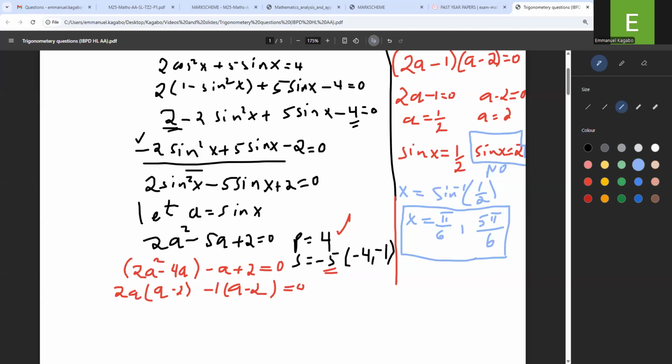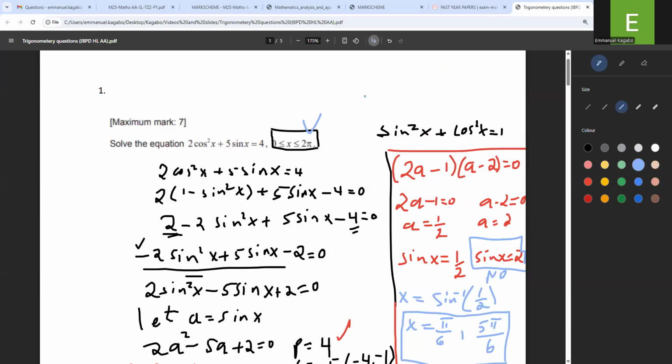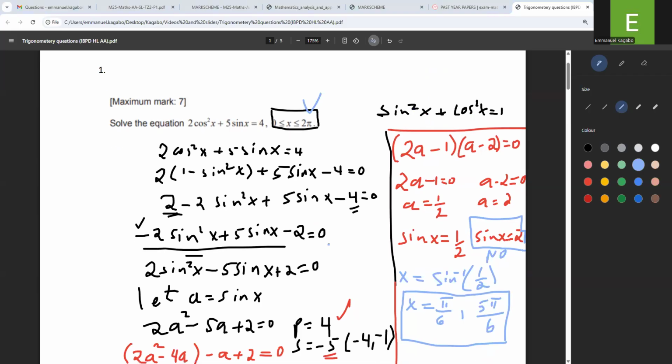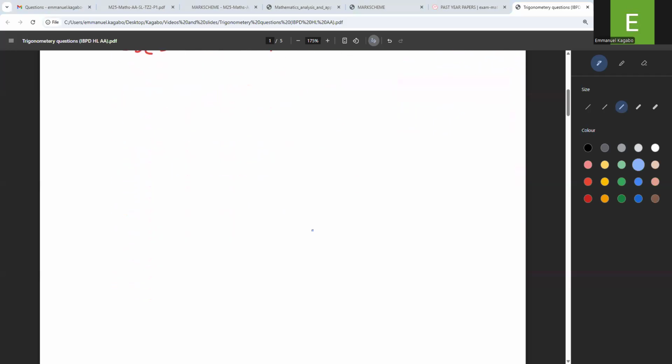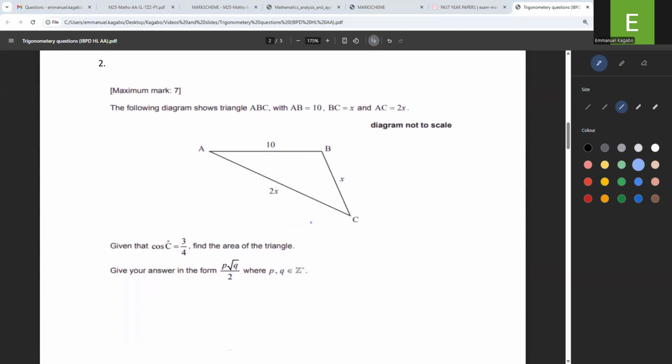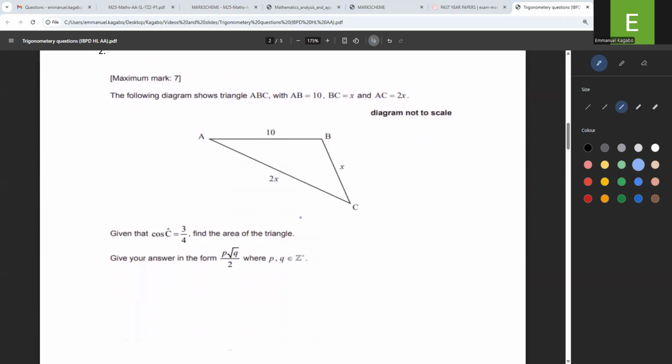So 3 marks in the exam. Very easy. If you know your algebra, this will not cause you any problem at all. So I hope you have understood. Fast forward. I want to try this one because it's a very good question as well. It's an IB question. Thank you to IB for setting very good questions.